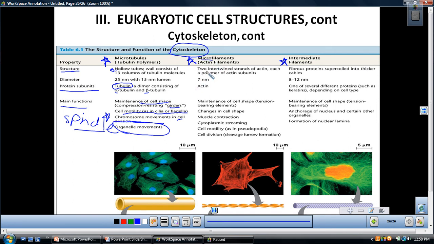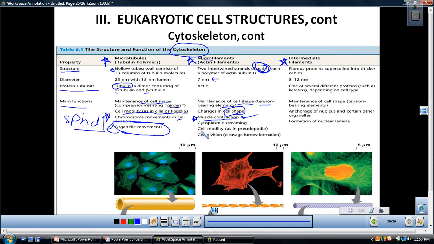Whereas in the second column, microfilaments, these are not hollow, they're intertwined strands of actin. So actin is a huge component of microfilaments. It's much smaller. The function is also to maintain cell shape, but it's more of tension-bearing elements. The changes in cell shape, you might have a little slight change in cell shape. That's going to be the function of these microfilaments. Put a star by the muscle contraction, because when we get to the human body and we start talking about the fundamental unit of muscle contraction, which is called a sarcomere, we're going to hit on these microfilaments that are made up of actin.